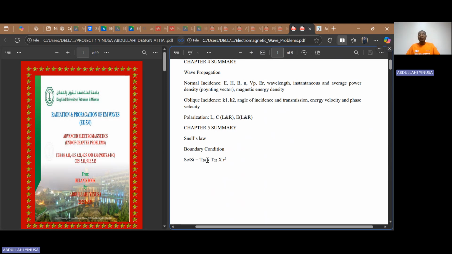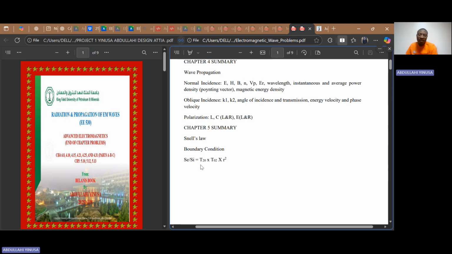We have the boundary condition. The boundary condition states that for the electric field, the tangential component is continuous. It means the incident wave plus the reflected wave is equal to the transmitted wave, while for the normal component, the H is continuous in that case.